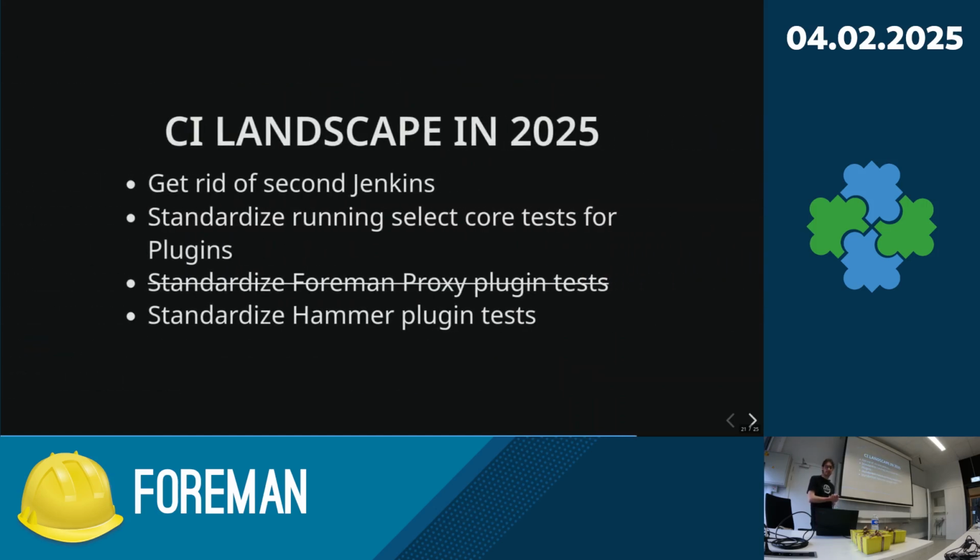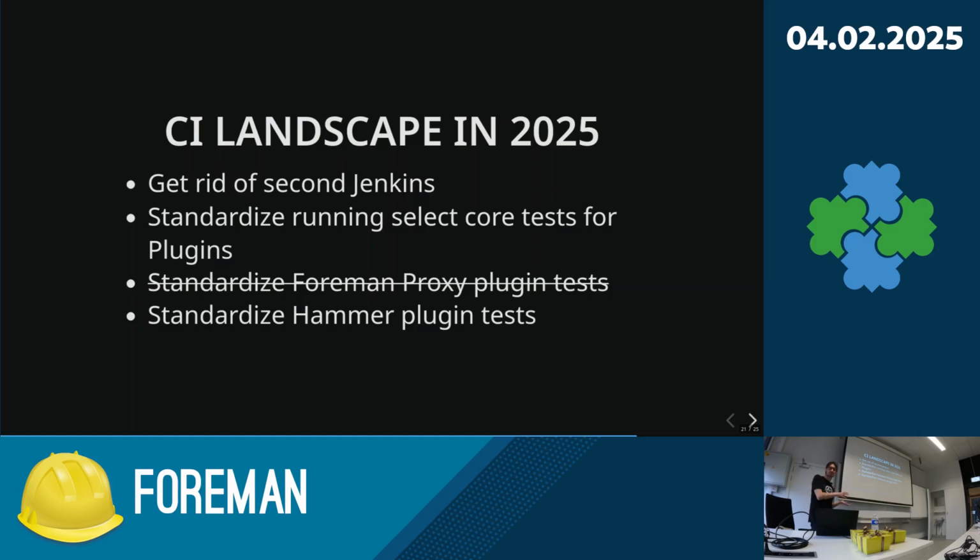So there are some things we would still like to do. This is a slide that was taken from Evgeny and modified, because this one we actually got done. We migrated all the smart proxy plugins. That's now all resolved. But we still need to get rid of the second Jenkins.